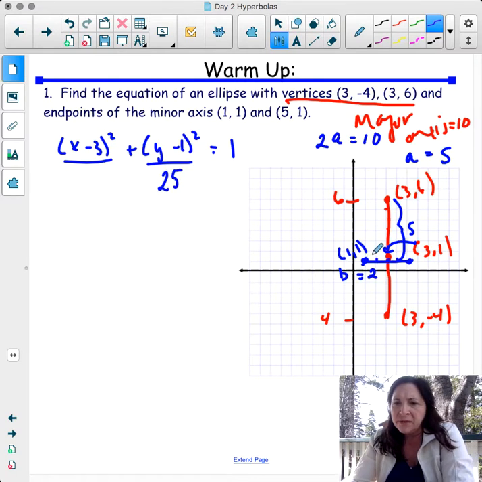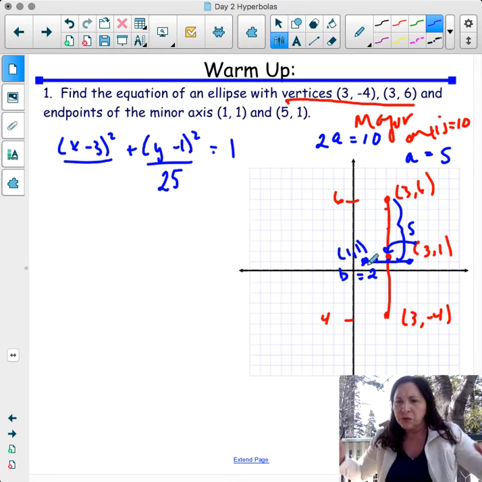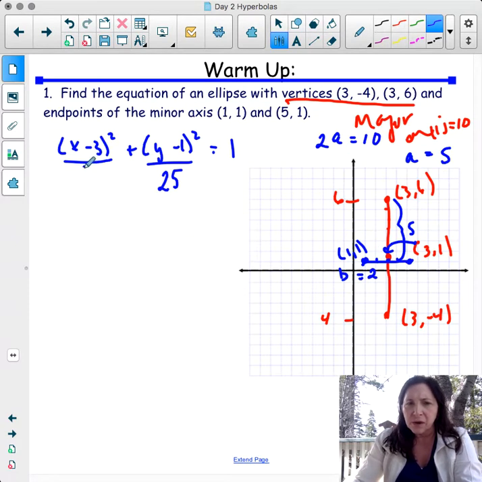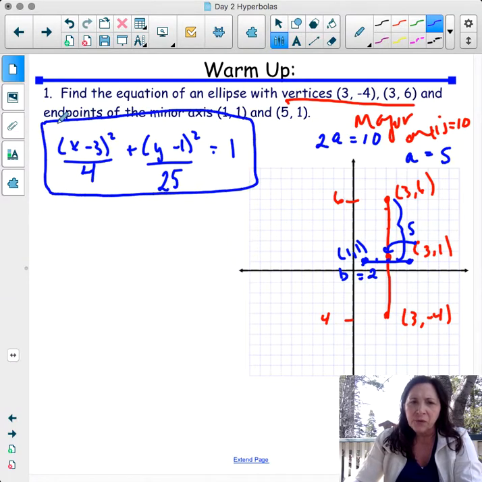For my B value, which is the smaller axis, which goes along the x axis, that's going to be 2 to the left and to the right. So this distance is 2, which means B squared is going to be 4. So the equation of my ellipse in standard form is this right here.